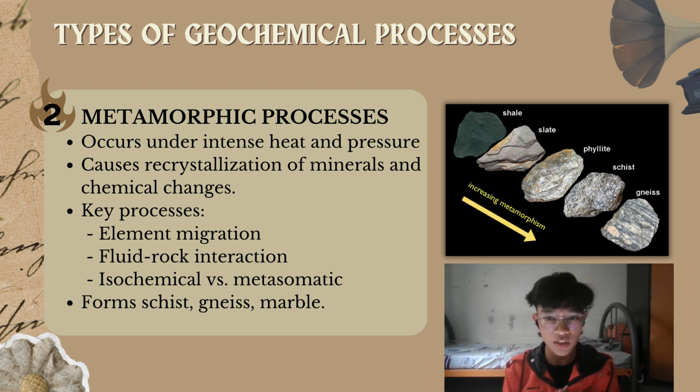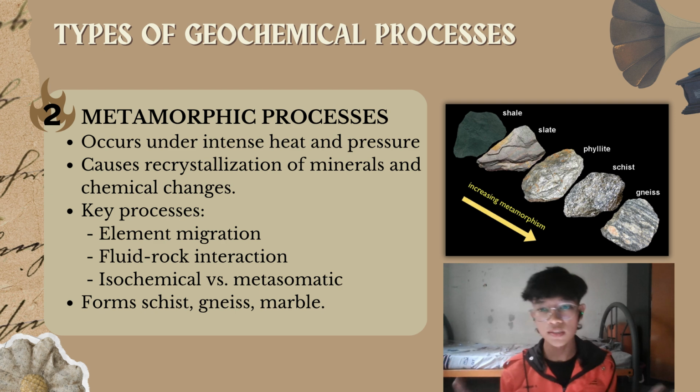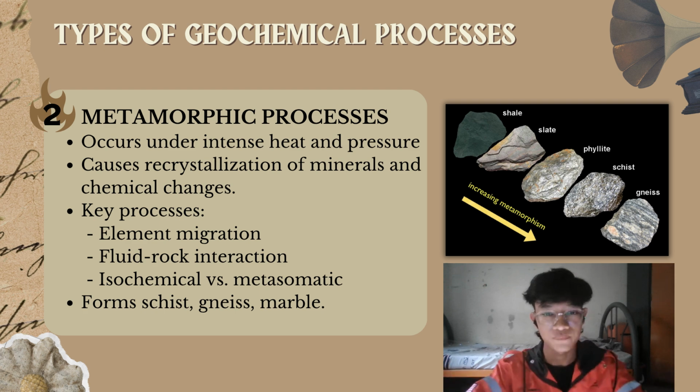Metamorphic processes play a major role in shaping existing rocks and crustal materials. As you can see in the visual above, shale, slate, phyllite, schist, and gneiss are arranged in increasing order of metamorphism, which means that shale experiences the least intense heat and pressure, and gneiss experiences the most intense heat and pressure.